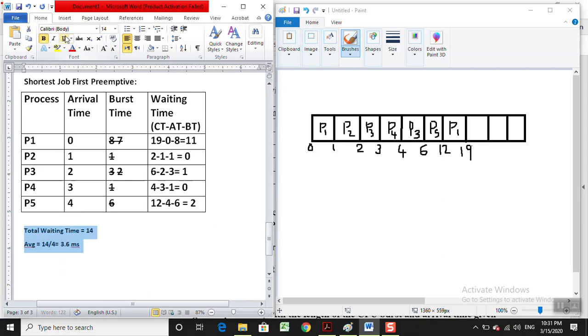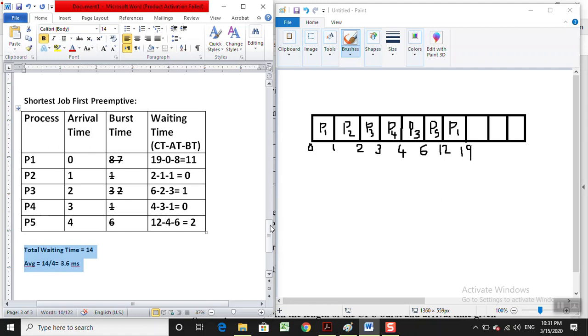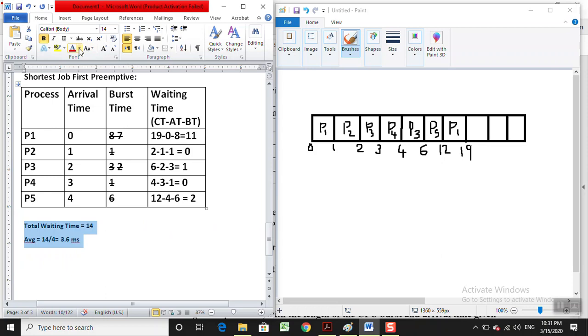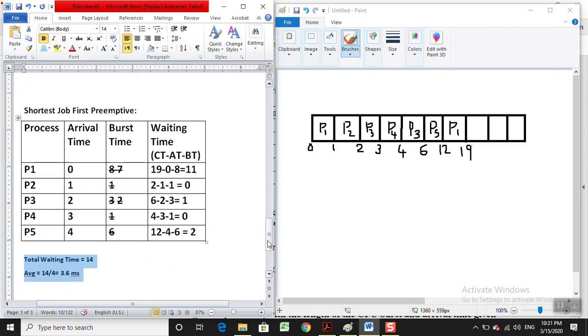Okay, I hope you understood this preemptive version. Shortest job first preemptive is also called the shortest remaining time first algorithm. If there is any clarification or doubt, I will try to clarify it during our theory session. Okay, we have another type of algorithm, that is the round robin algorithm. We will continue that in the theory session, inshallah.